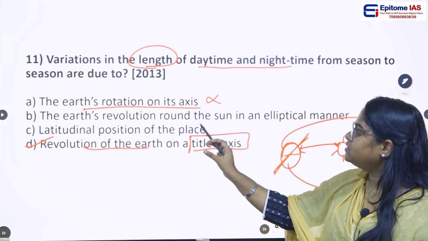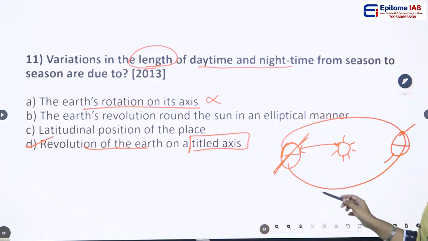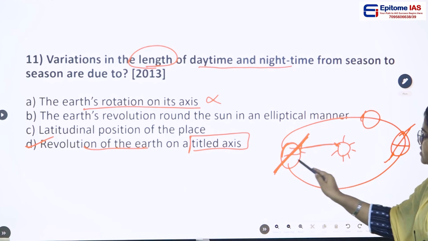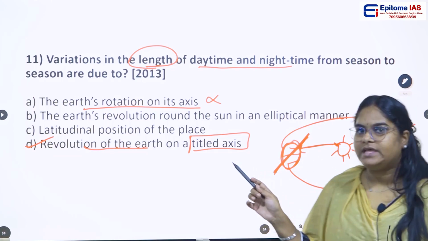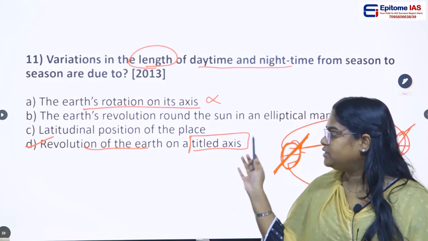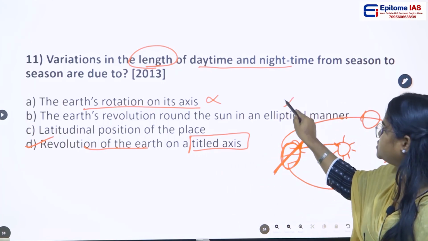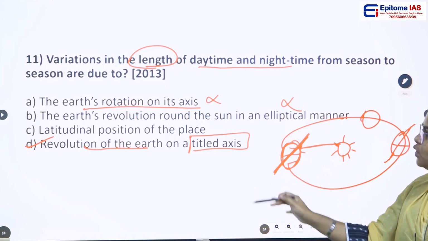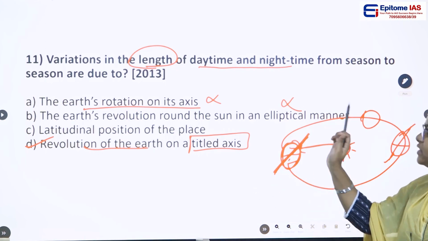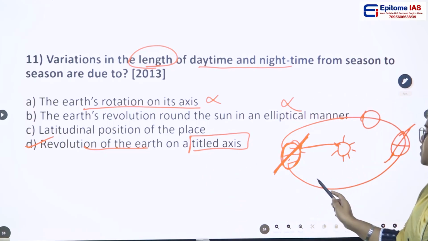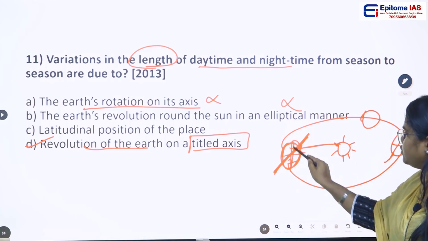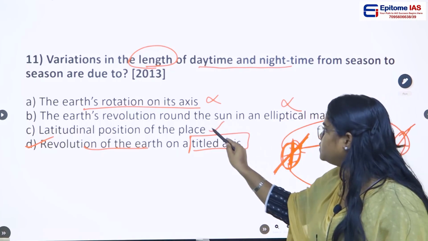And second, they are talking about Earth's revolution around the sun in an elliptical manner. Let's say there is no tilt, but the Earth is just revolving around the sun. Then obviously we won't have these seasons, right? Both the northern hemisphere and the southern hemisphere will have equal day and night. It will be similar to the equinox, right? So this option is also wrong. The revolution along with the tilted axis causes the variation in day and night. And latitudinal position of a place: let's say there is no revolution, there is no rotation, then latitudinal position doesn't mean anything. So this also is wrong.